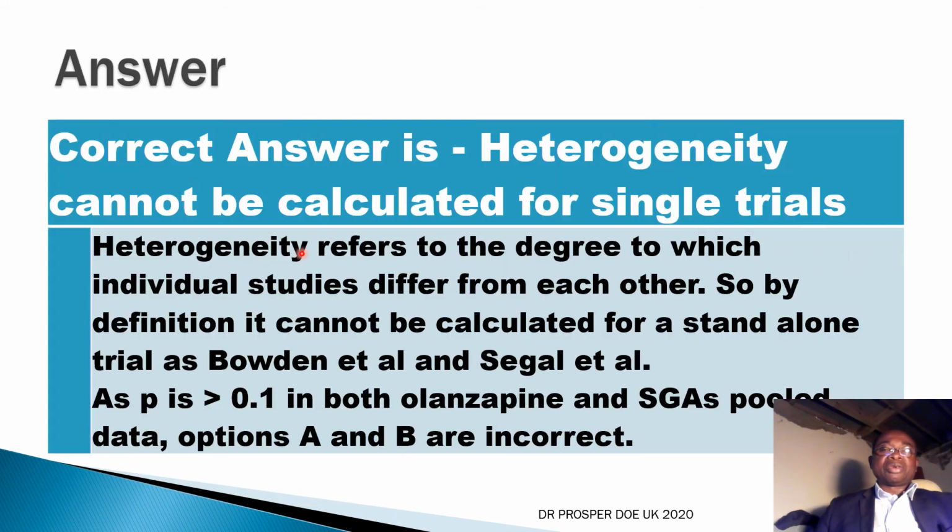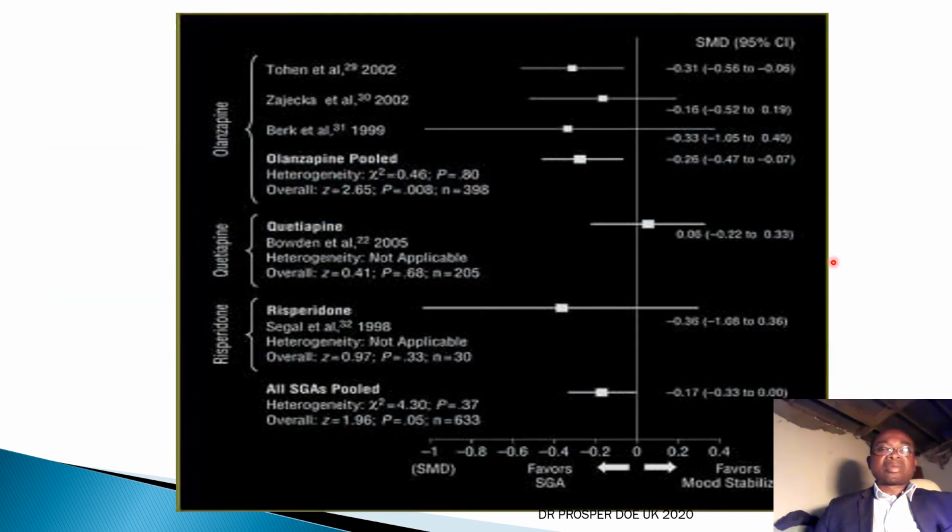Correct answer is heterogeneity cannot be calculated for single trials. Heterogeneity refers to the degree to which individual studies differ from each other. So by definition, it cannot be calculated for a standalone trial as Bowen et al. and Segal et al. As p is greater than 0.1 in both olanzapine and second-generation antipsychotics pooled data, options A and B are incorrect. The graph again for the next question.